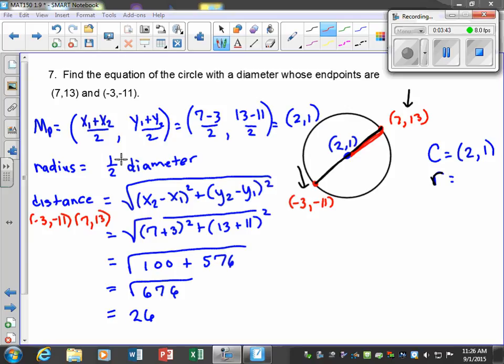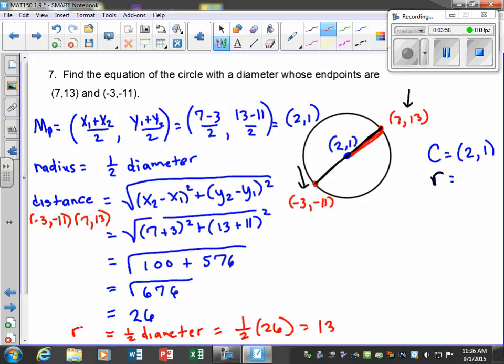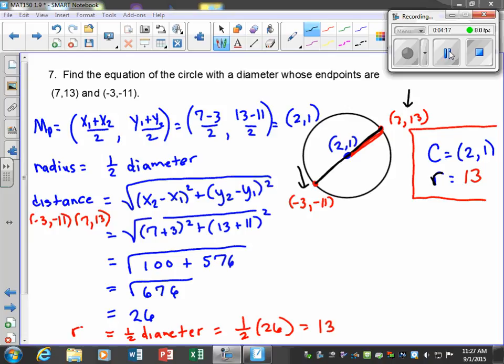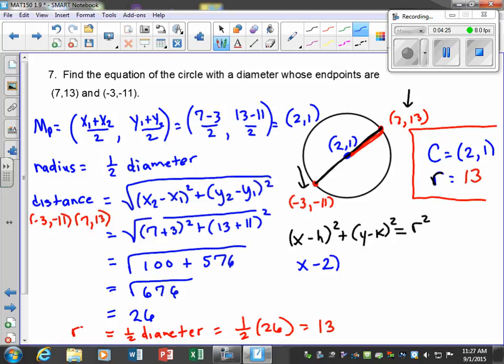So what is my radius? We said half of that. Yeah, so the radius is going to be half of the diameter, which is half of 26. So we find out that the radius is 13. Now, we've not answered our question, but we finally have the information we need to answer our question. We want to plug that back into our equation of a circle. Okay, so now we want to plug that information in, our center and radius into that, and we get x minus 2 squared plus y minus 1 squared equals 13 squared, which is 169. So this is our final answer.